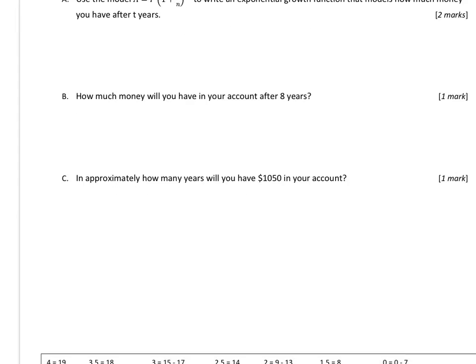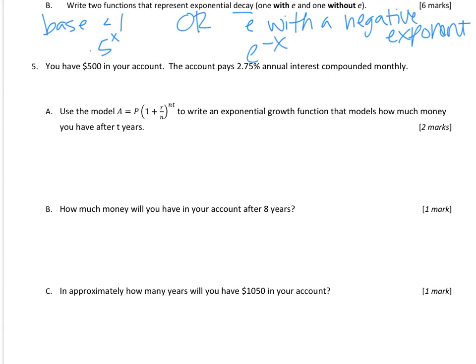All right, question 5, our last question already. You have $500 in your account. The account pays 2.75% annual interest compounded monthly. Use the formula given right here to write an exponential growth function that models how much money you have after t years. So we're not going to solve and say how much money we have. We're just going to write the formula by plugging in what we know.